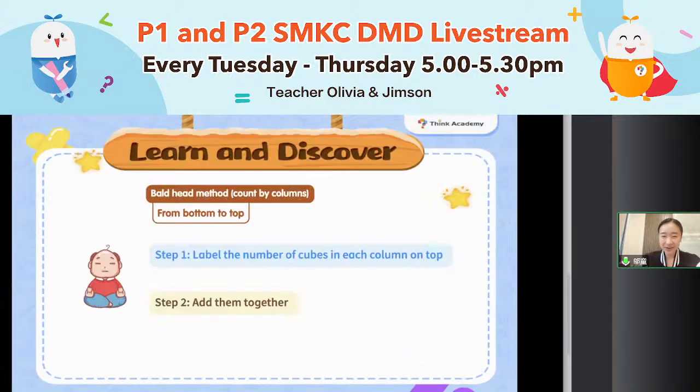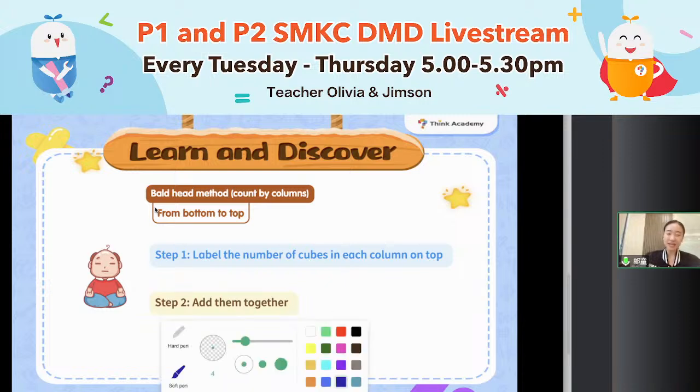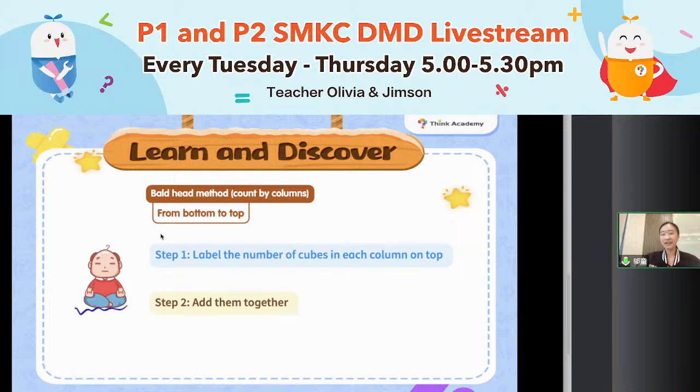Okay, so let's draw a mini summary again. Since we invite bald man uncle here, we call this method the bald head method. So usually in the bald head method, we imagine everyone is like a bald man, okay? So we cut them column by column. And remember, you always try to find the one that has the least hair number, okay? So we start from the 1 hair to the one with the most hair, okay? Label on the top and add them up together.